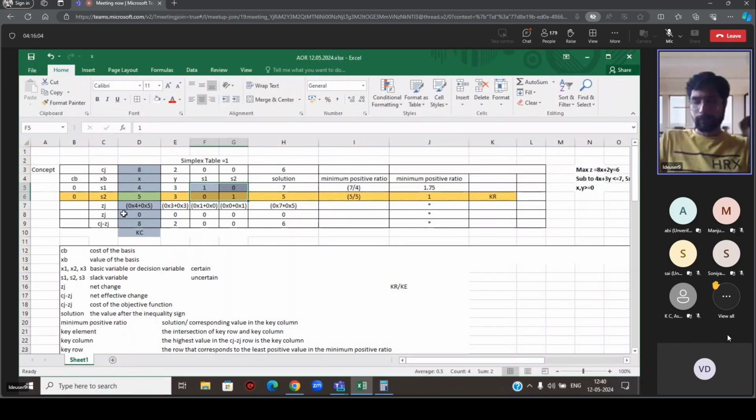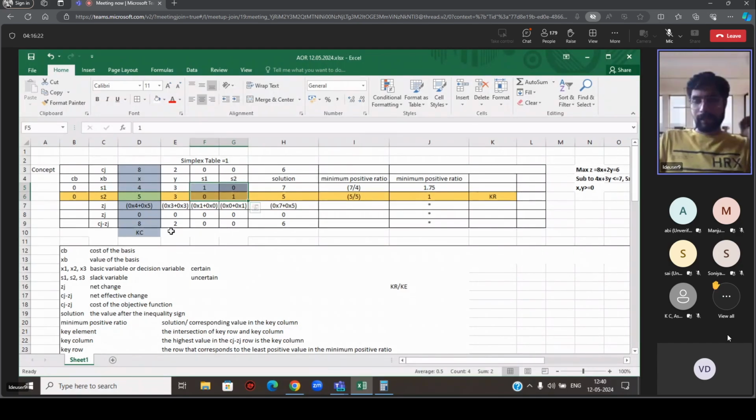You'll get Zj. After that, Cj minus Zj. What is Cj? Coefficients of the objective function: 8, 2, and 6. So 8 minus 0 is 8. 2 minus 0 is 2. 0 minus 0 is 0. 0 minus 0 is 0. That is how you get Cj minus Zj.